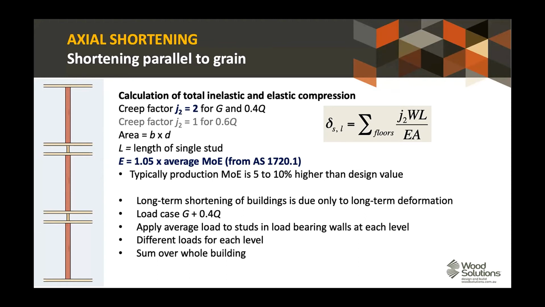So it's fair to take a 5% increase on the average MOE, knowing as we do that the sawmills use MOE as a grading parameter and typically aim 5 to 10% higher than the design value. So what we're saying is you can take 1.05 times the average MOE from 1720 and use that. So that's elastic shortening parallel to the grain, so all of your studs parallel to grain at the height of the building.